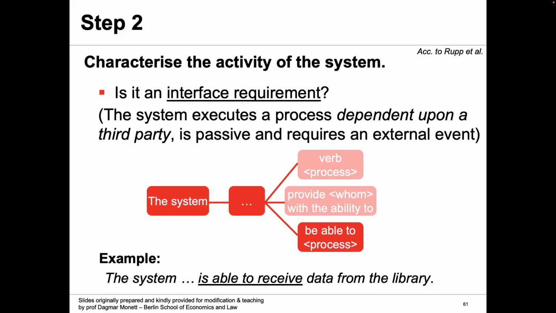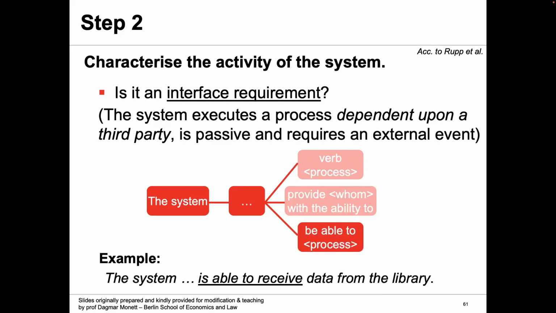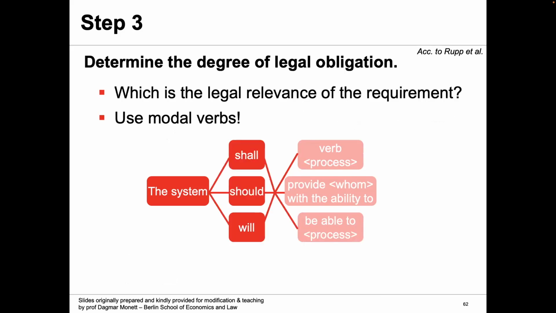So when you identify an action, you also have to see whether it is completely independent, it can be done independently, or it's relying on a user, like we just said in the last example. The print is relying on the receptionist, and sometimes you can even see that it's relying on a third-party interface. In this case, it's the data from the library. Okay. All right.